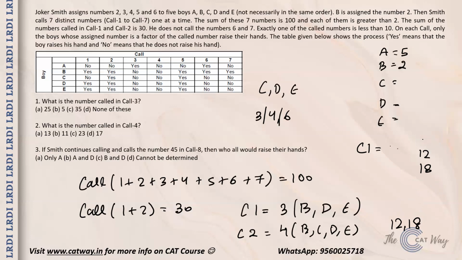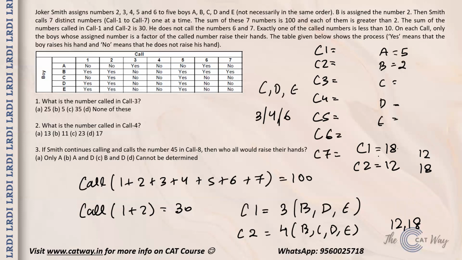Now between 12 and 18, if you have 12, the people who will raise hand are 2, 3, 4, and 6. Whereas in 18, there will be only 3 people who are going to raise their hand, that are 2, 3, and 6. That makes it certain that C1 is 18 and C2 is 12. So we can fill our table here also: C1, C2, C3, C4, C5, 6, and C7 is what we have. Between them, C1 is 18 and C2 is 12 now.